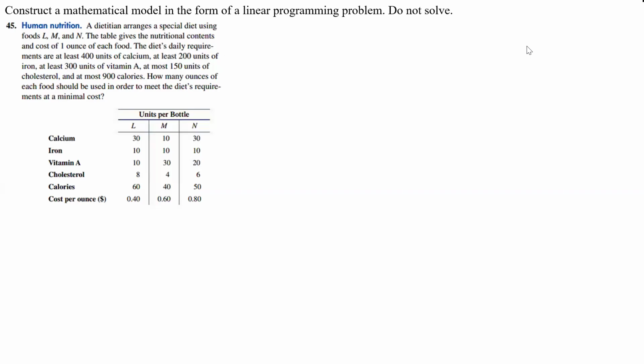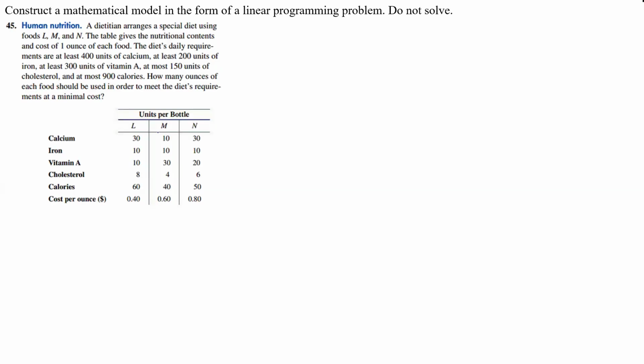All right, so here we have one last one, and all it says is basically we're supposed to construct the mathematical model in the form of a linear programming problem, but don't solve it. And the reason why is you'll see in a little bit, we're going to have a lot of equations here.